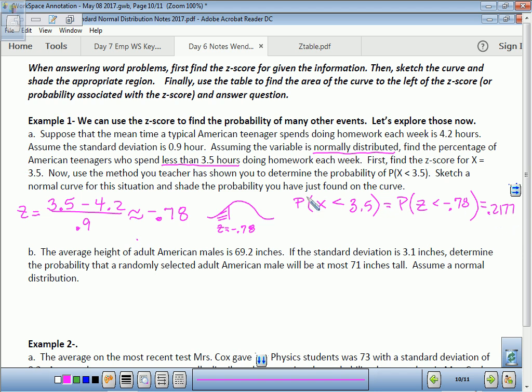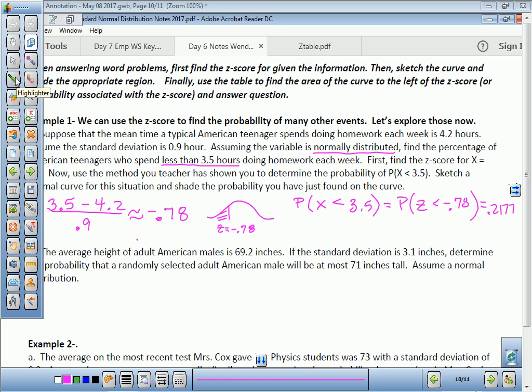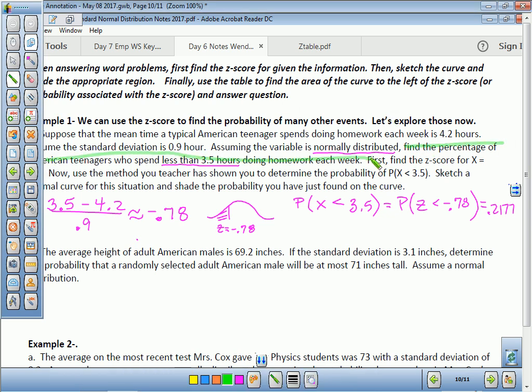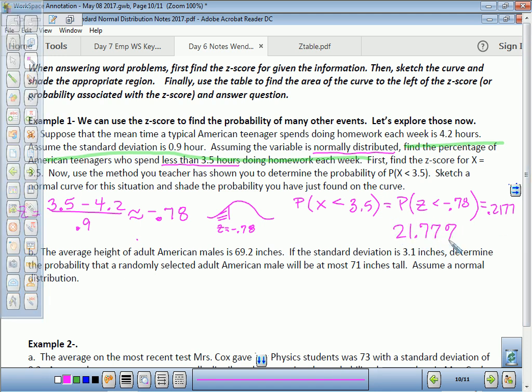Okay, so now let's answer the question. What did the question ask? The question asked us to find the percentage of teenagers who spend less than that. Well, if this is our decimal, that is 21.77%. Please make sure you answer the question that was asked. So we'll just change that decimal into a percentage.